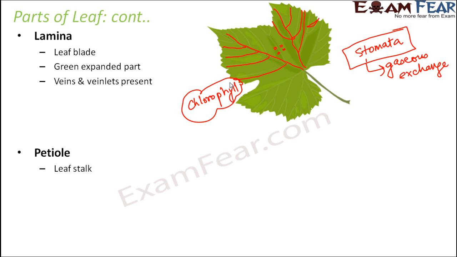The next part is the petiole, or the leaf stalk. It is this stalk which holds the leaf. So this part is the petiole. If the petiole is not there, the lamina will not get any support.